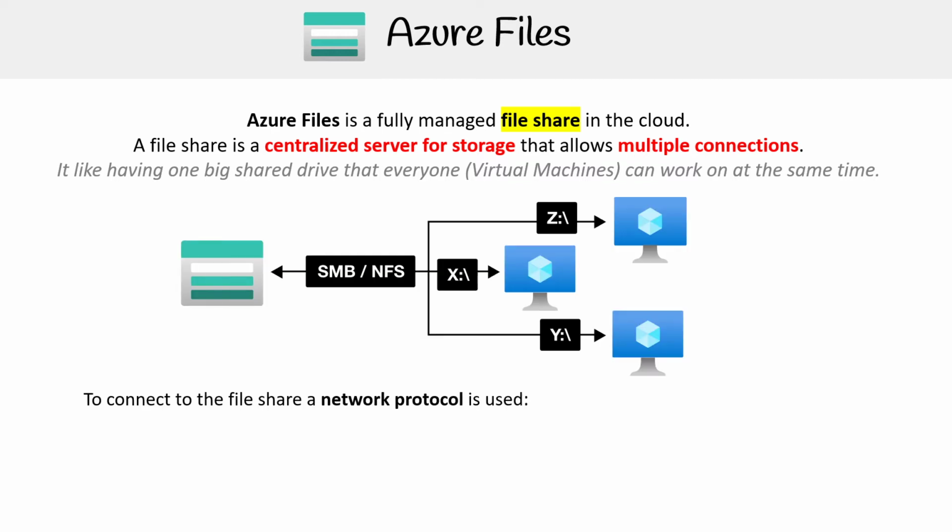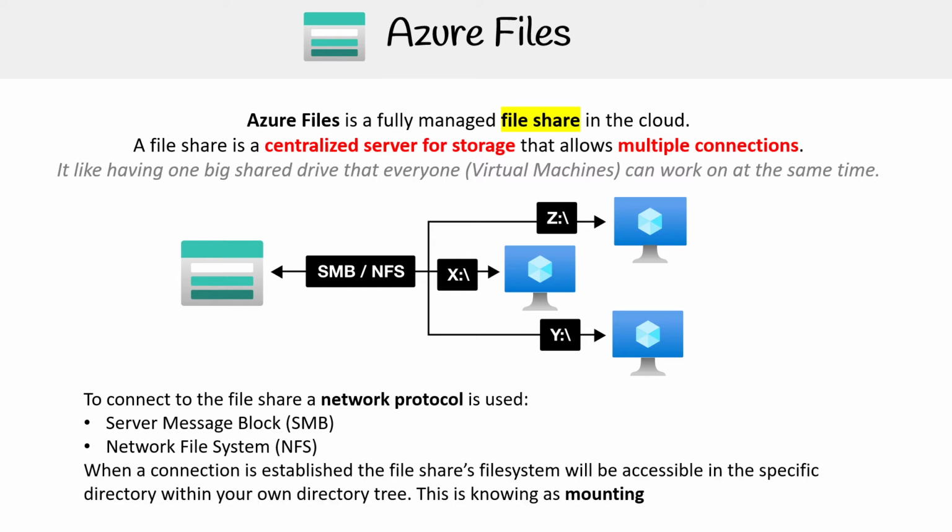So here's an example, a diagram of it. To connect to the file share, you use a network protocol such as Server Message Block, SMB, or Network File System, NFS. When a connection is established, the file share's file system will be accessible in the specific directory within your own directory tree. This is known as mounting.